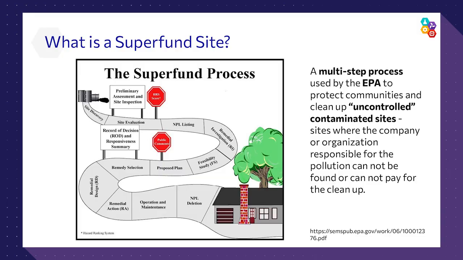You can see through this process that there is an initial identification of the site, and then they evaluate it. And they put a priority on it, and that's called the NPL listing, the National Priorities List. This is the piece that's a little bit different than the typical remediation process. It's specific to the Superfund process.